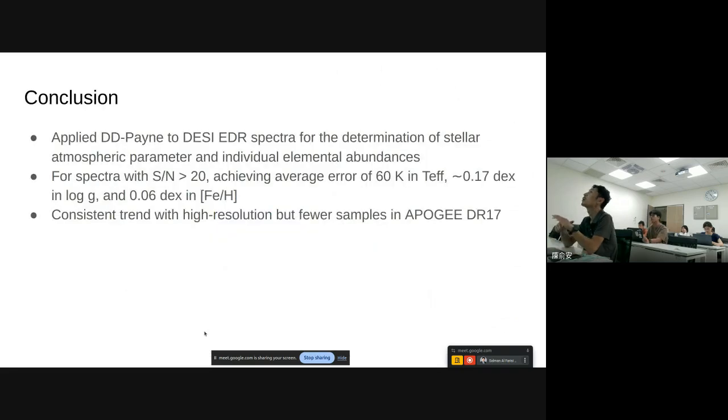Okay, and then the conclusion in this research, it applied the DD-Payne to the LAMOST DR spectra for the determination of stellar atmospheric parameters and those 12 element abundances, and with spectra with signal to noise ratio more than 20, it achieved an average error of 60 Kelvin in effective temperature, 0.17 in log g, and 0.06 in [Fe/H], and it observed a consistent trend with the high resolution samples from APOGEE DR17. Okay, I think that's all from this.